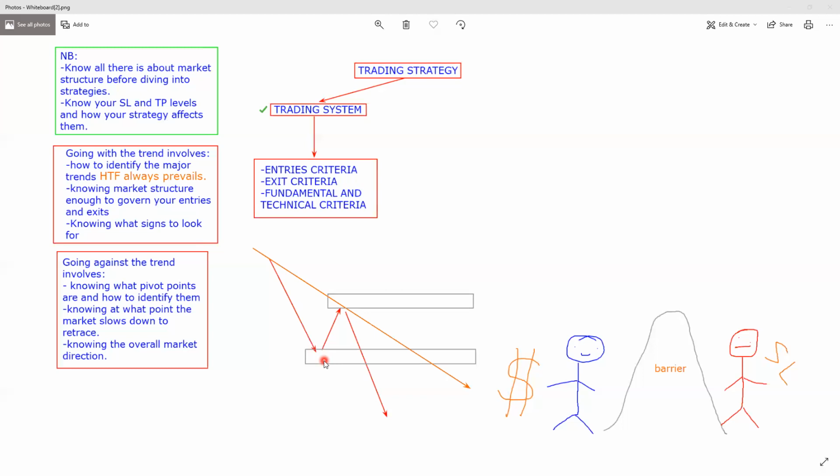Secondly is going against the trend, and this involves counter trending. This is basically what guys call counter trending. Like if the market is going up, you'd be either looking for reversals or you'd be trading the corrections. And this involves the following: knowing what pivot points are and how to identify them.